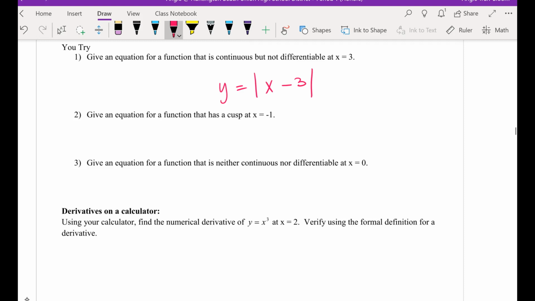Okay. Next, give me an equation that has a cusp at the location of x equals -1. Noelle, did you come up with one? Maybe, that's okay. Let me verify. Tell me. Y equals the third root of x squared plus 1. Third root of x squared plus 1. Okay. What do you think? Would that be okay?